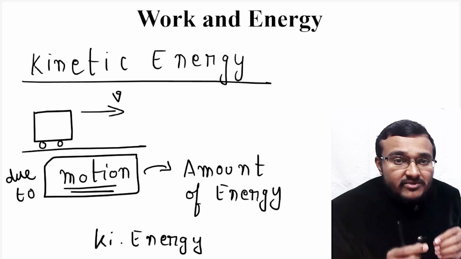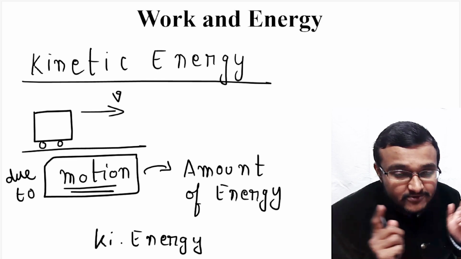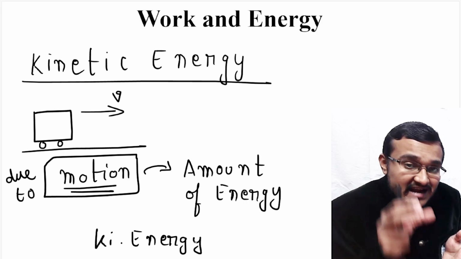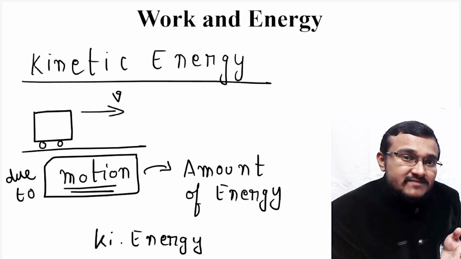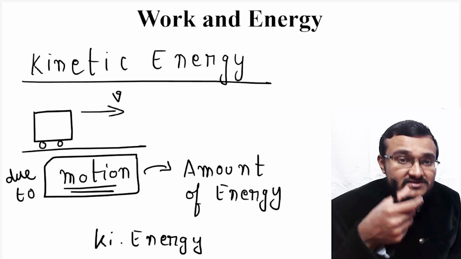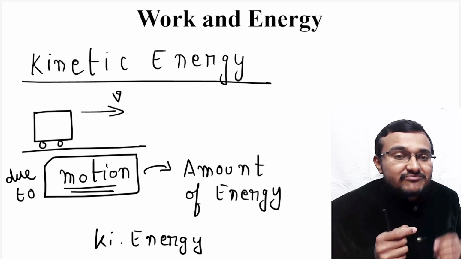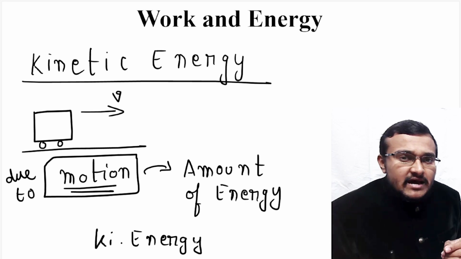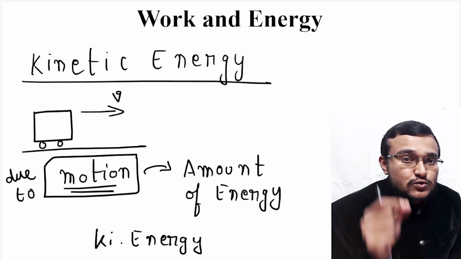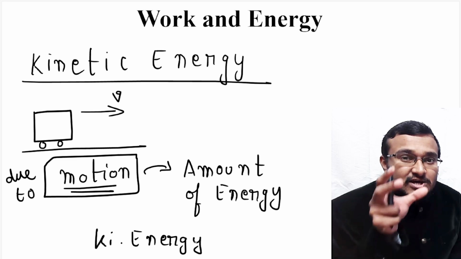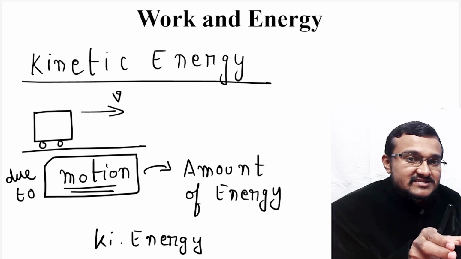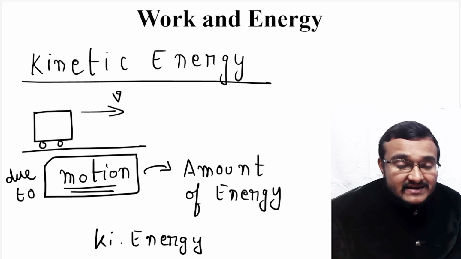Always remember, any object which you see around you, whenever it is in motion, because of its motion, a certain amount of energy is associated with it. That energy is known as kinetic energy. Now, how is work done related to kinetic energy? To understand that, we have to do some mathematical formulation so that we reach a conclusion on how work done and kinetic energy, or simply energy, are related to each other.